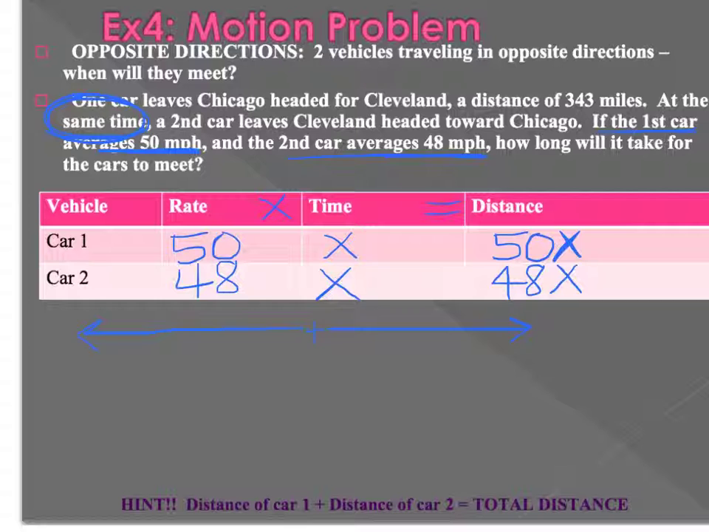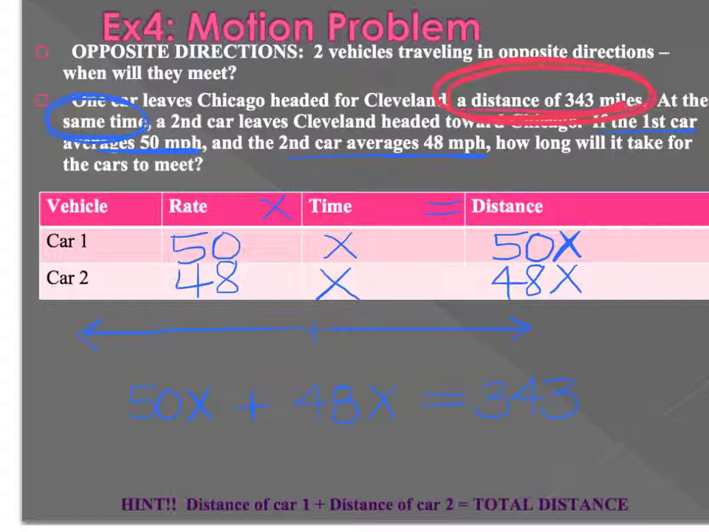So car number 1 plus car number 2 have to equal the total distance, which in the problem they told us the total distance is 343. So that's the problem that we're trying to solve.